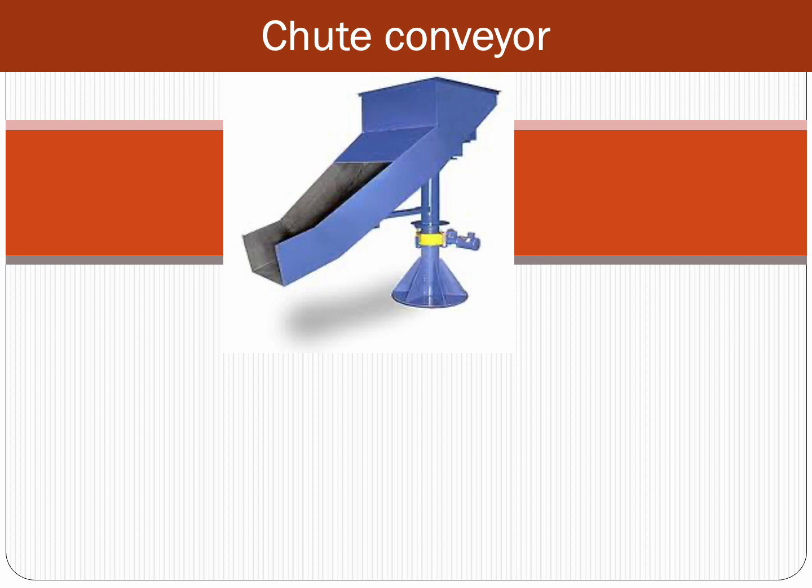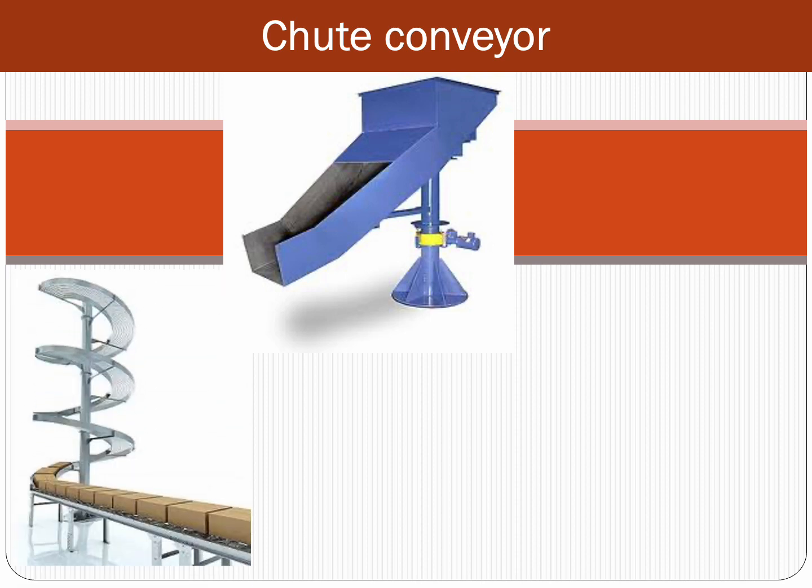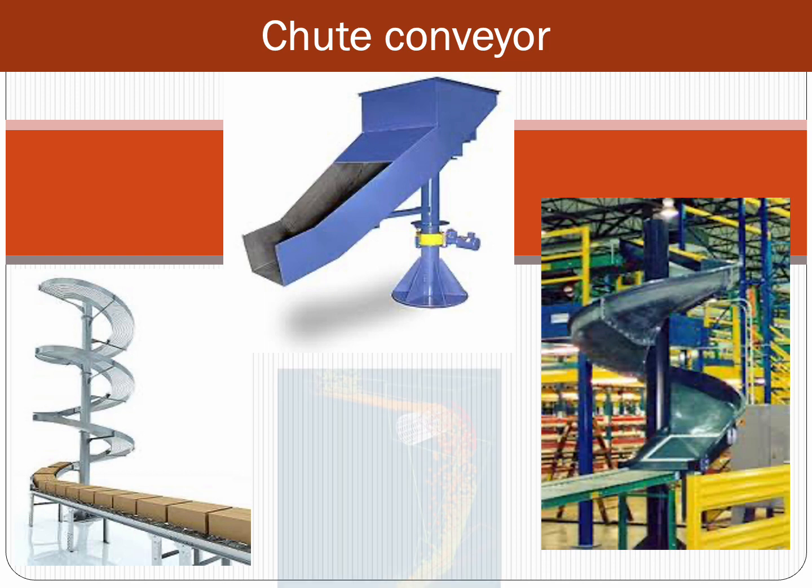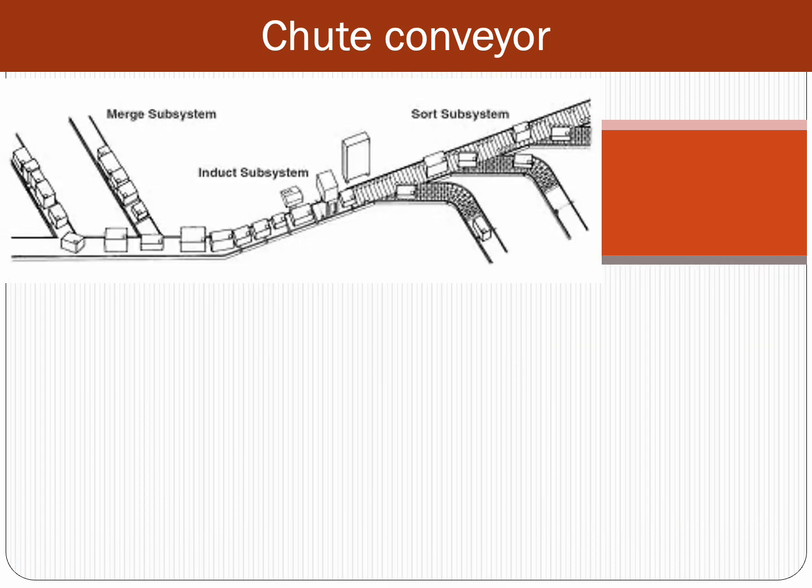Next is the chute conveyor. A chute conveyor is used to transport by gravity, and packed materials in boxes can be easily transported using this chute conveyor. This is an example of a chute conveyor where two or more sections can be added and two or more unloading places can be distributed.